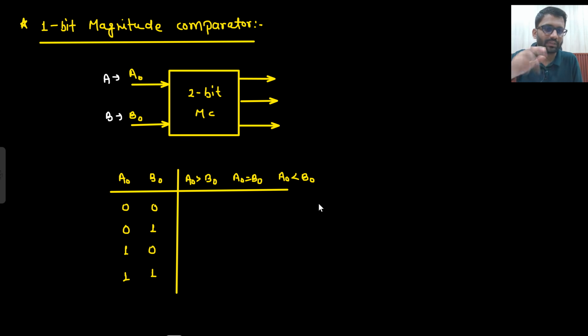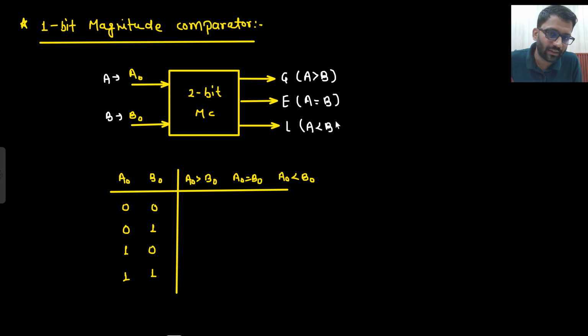And there will be 3 outputs. The first one would be greater. Now greater can be defined as A greater than B as well as B greater than A, but I am defining greater as A greater than B. Okay. The second one will be equal, which I am defining as A equals B, and the third one is lesser, which I am defining as A is lesser than B. It could be the other way around as well, but here I am defining it in this manner: greater is A greater than B, equal is A equals B, that would be 1 only, and less is A less than B.